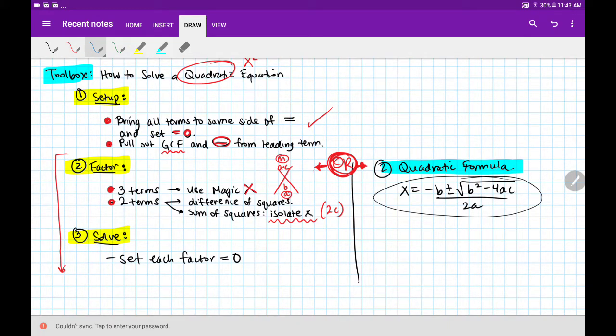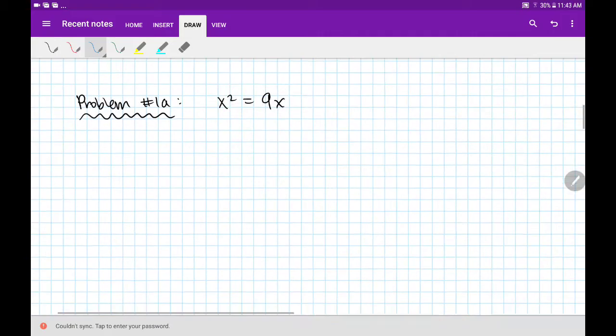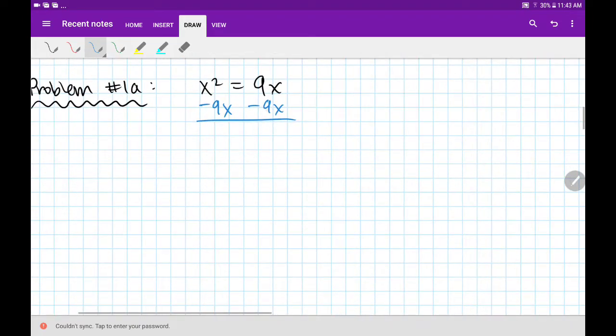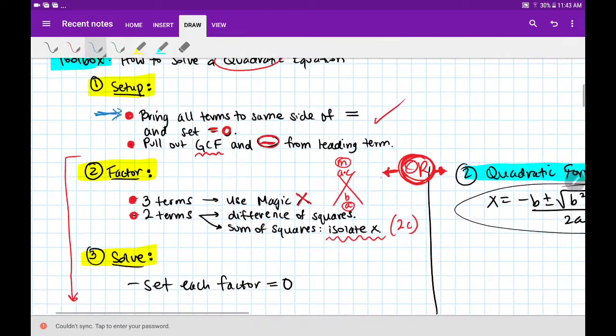So step 1, it says bring all terms to the same side of the equal sign. Now, right now, that's not the case. So we need to bring everything to the same side. Let's minus 9x, minus 9x. I'm going to be left with x squared minus 9x equal to 0. Okay, so first part of my setup is complete.